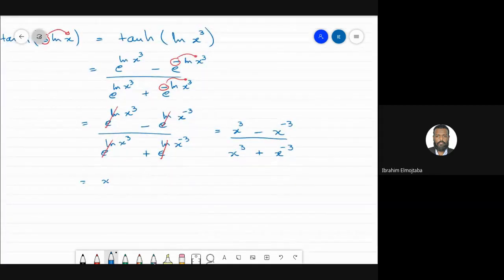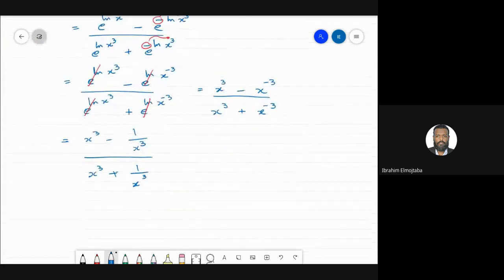This will be x power 3 minus 1 over x power 3, over x to the power 3 plus 1 over x power 3, لأنه this is x to the power minus 3. الآن عشان نسمبليفاي ممكن أضرب البسط في x power 3 والمقام نفس الشيء في x power 3. لما نضرب البسط في x power 3 هنا بيكون عندنا 1 وهنا يكون x power 3 ضرب x power 3 اللي هي x power 6 معناها this will be x power 6 minus 1 والمقام راح يكون x power 6 plus 1.